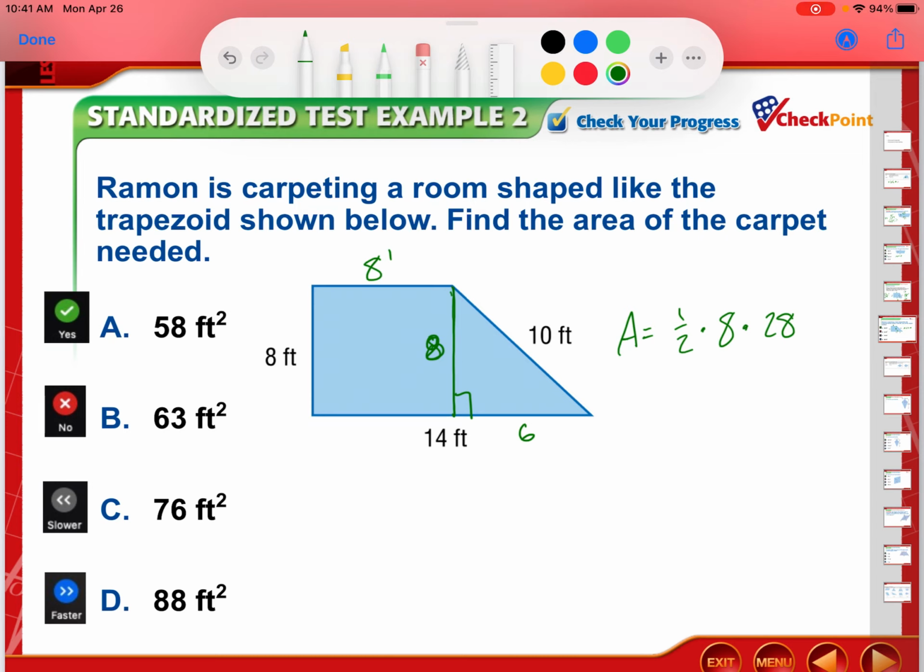So it shouldn't be 28. It should be 22. That would help. 8 times 22. Trying to make sure I don't mess that up again. Divided by 2 equals 88. Much better, much happier, much cleaner.